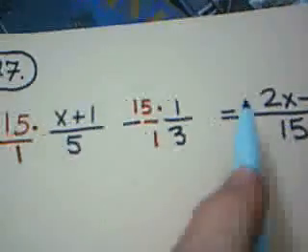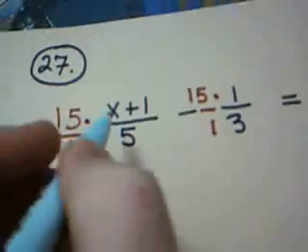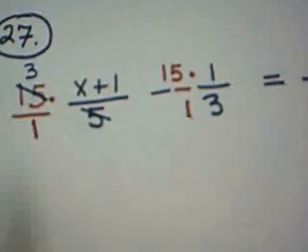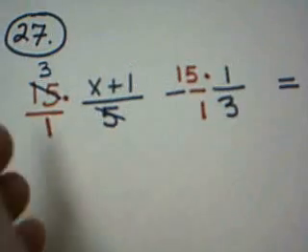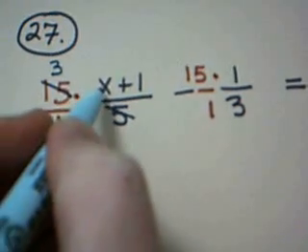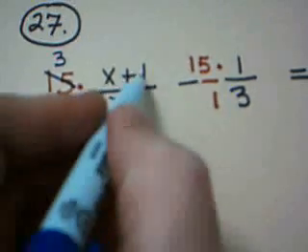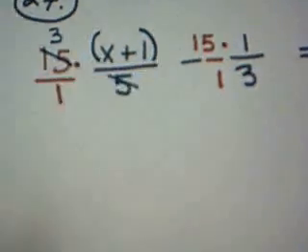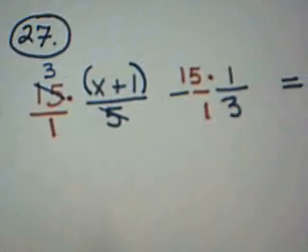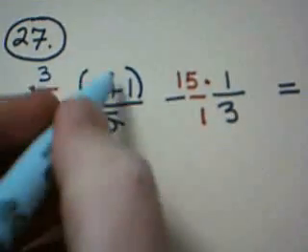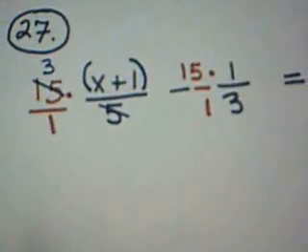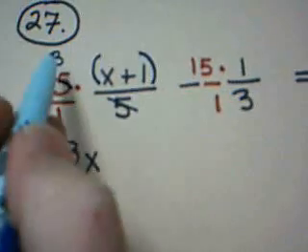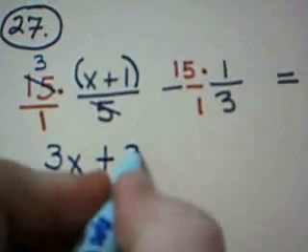We found our LCD, which was 15. We multiply by it. 5 cancels into this 15 3 times. Now something that's very important to remember, this 3 is not just multiplied by x, but it's also multiplied by this positive 1. And sometimes what's real helpful to do when there's more than one term in a numerator is to put parentheses around it so that you remember to distribute. Putting those in can really help you. Sometimes I call those safety nets. So now when I distribute, 3 times x is 3x. 3 times positive 1 is a positive 3.